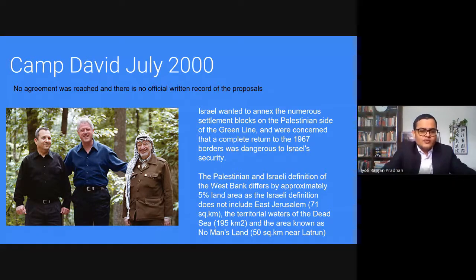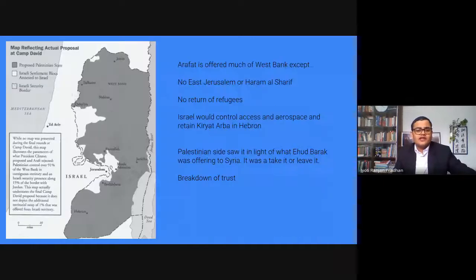We have on the left Ehud Barak, the Israeli Prime Minister, and on the right is Yasser Arafat. And they finally come for the Camp David talks in July 2000. But it doesn't go as per expectations. Nothing much comes out of it, because Yasser Arafat feels that he has been trapped here. He doesn't exactly trust Bill Clinton or Ehud Barak for that reason.